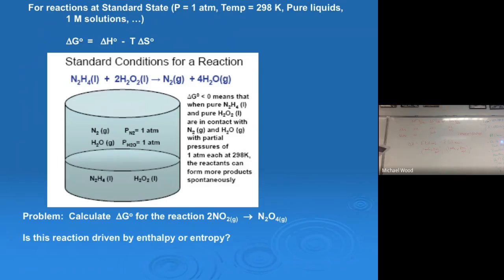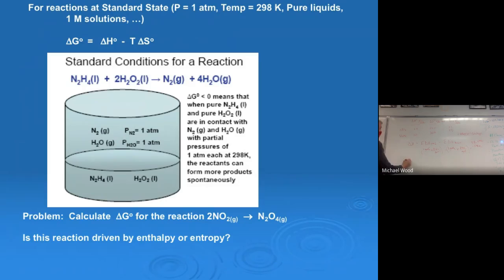And so if I do this in kilojoules, I think I get negative 58 kilojoules. Or really, it's probably negative 58.040. I just went to 2 sig figs. Anybody try that? Is that what you got?